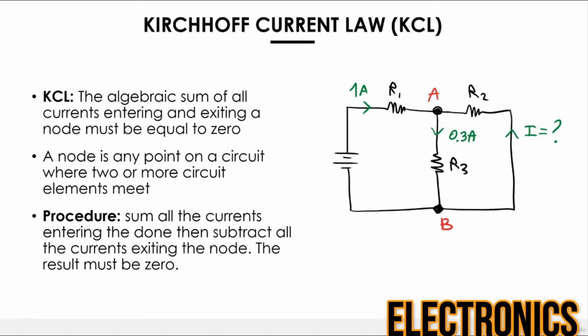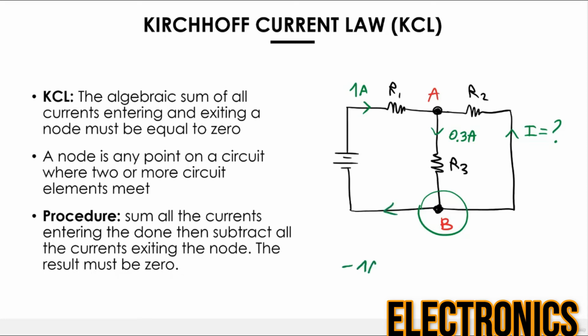I want to show you that it doesn't matter which node you choose. Ultimately, there is only one solution for the current in the circuit. So let's do the same calculation using node B instead of node A. So now the 1 amp current is obviously coming out of it.